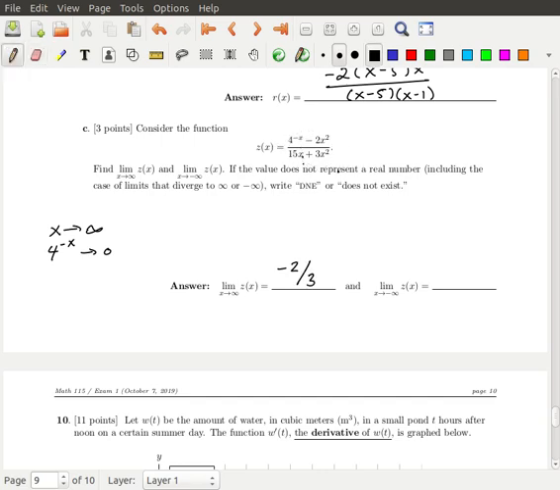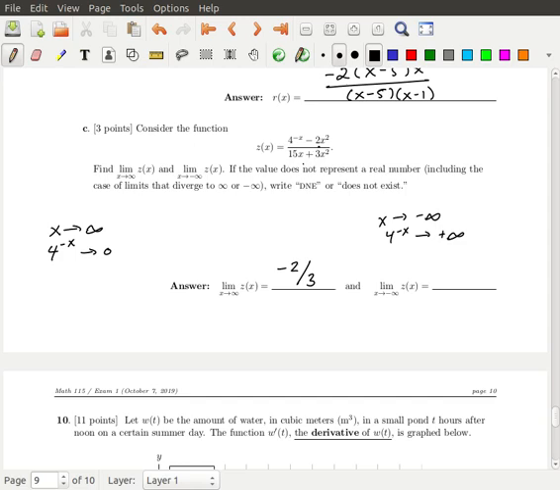On the other hand, as x goes to negative infinity, what's going to happen? Well, now 4 to the negative x will go to positive infinity, and it will go to positive infinity very, very fast. Faster than any of these other terms. It completely dominates because it's exponential and the others are polynomials.